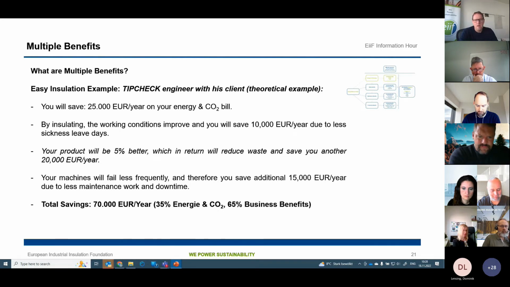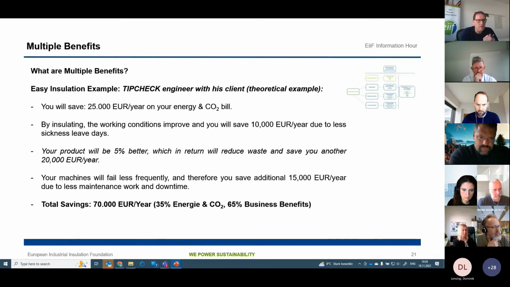So you can see the multiple benefit, 35% is what we do in TIPCHEC today. That's the energy and CO2 savings. But 65% of the savings we never considered before. This amount is actually something not included in our TIPCHEC services today. And this standard will give us a tool. And of course, we will train that in the refreshers and in the new TIPCHEC trainings as soon as it is out. How do I calculate this additional benefit and these additional savings of our TIPCHEC activities or insulation activities?